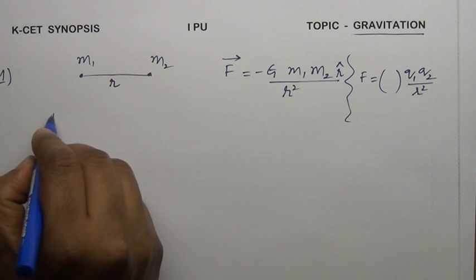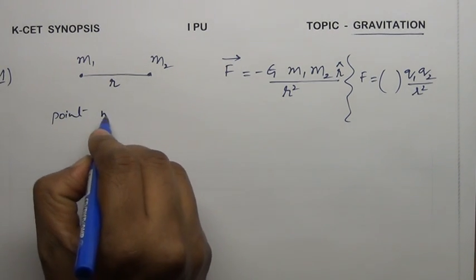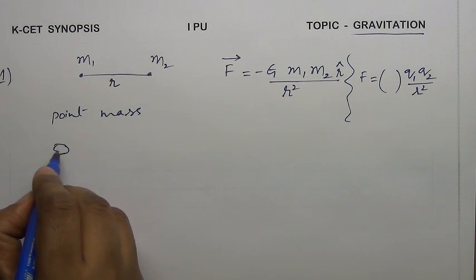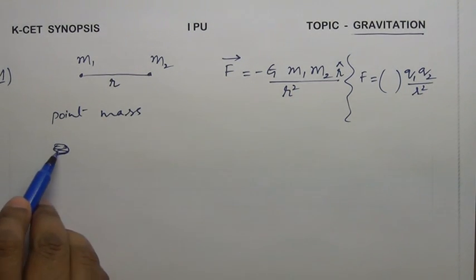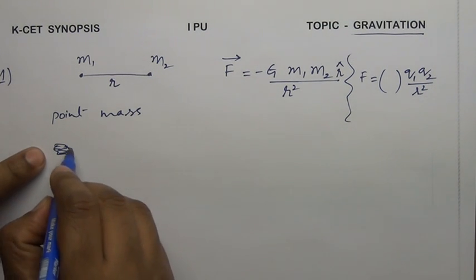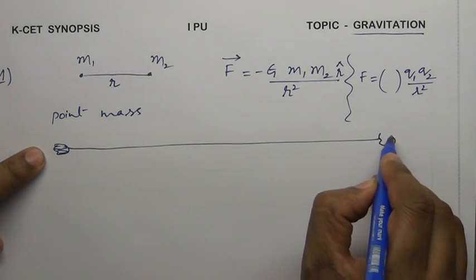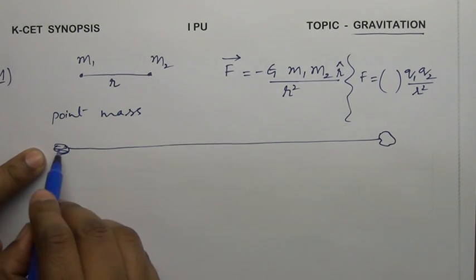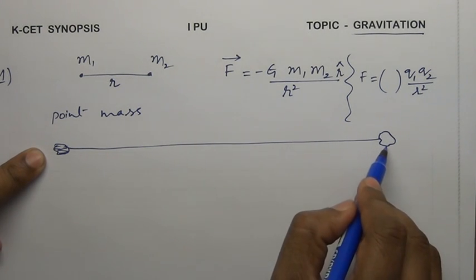The meaning of point mass. If the dimensions of the object, dimensions meaning length, width or thickness of the object, are very small compared to distances. Here is another mass. If the distance between these two is large compared to the length, width and thickness of the objects, then we can treat these two as point masses.